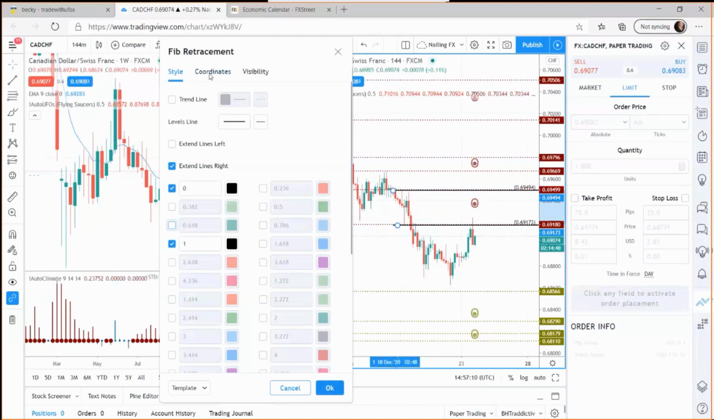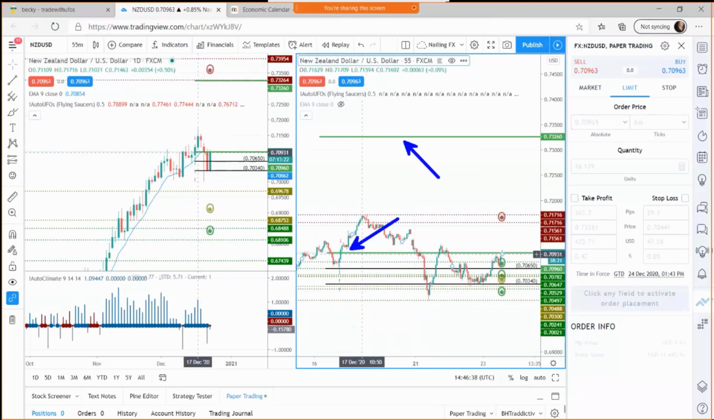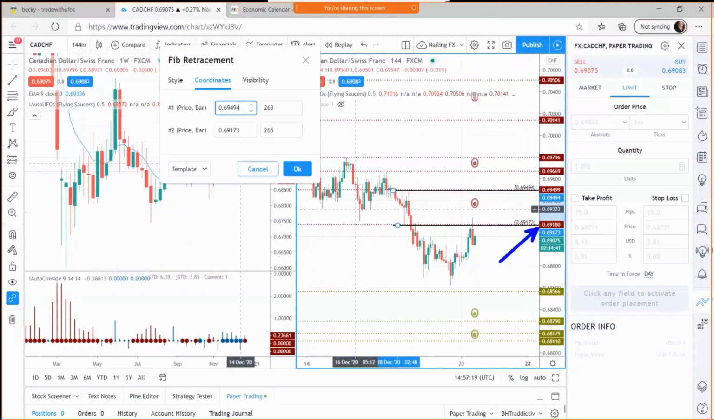What you can also do is come to coordinates and type in exactly where you want those lines to be. So for me, I want my lines to be using the UFO pricing. Now, the first one is easy, 0.6918. So that's going to be 0.6918. That's my bottom line. That's going to be my entry price.